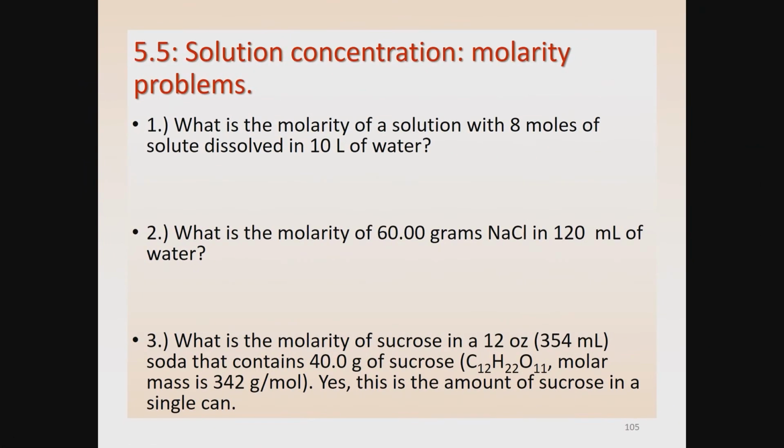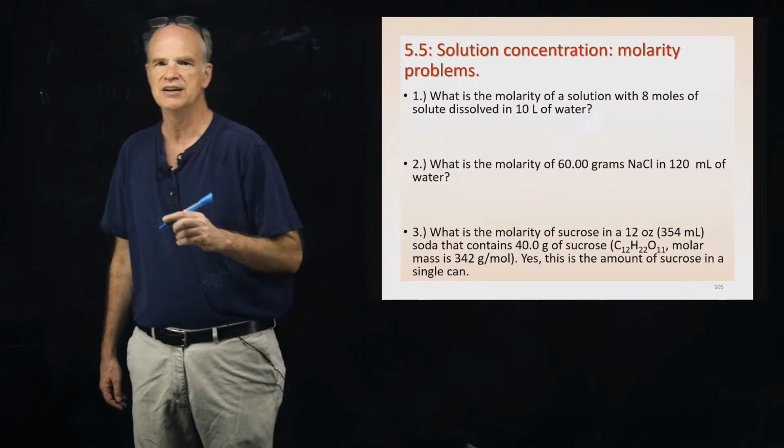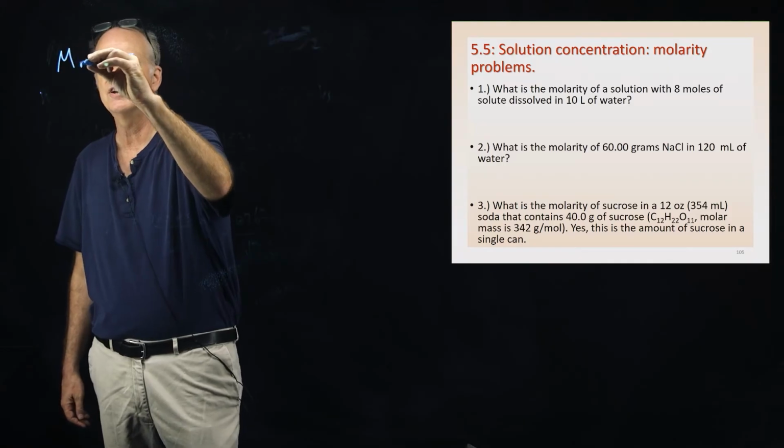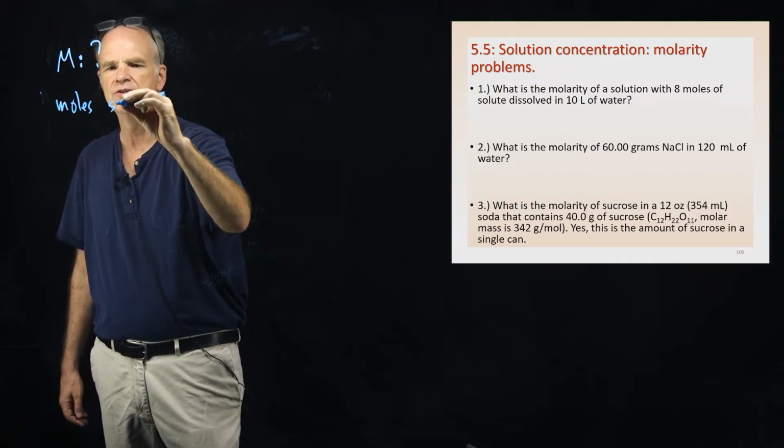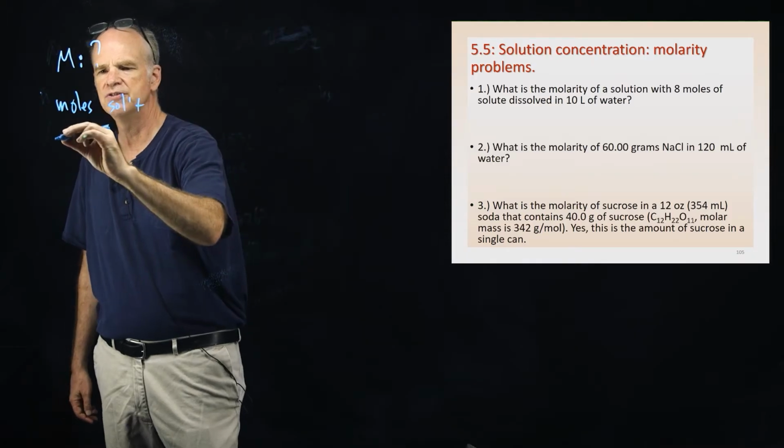Okay, the next problem is kind of fun. You're going to figure out the molar concentration of sugar in a Coca-Cola. Okay, so what is the molarity of sucrose in a 12-ounce soda, which has a volume of 354 milliliters, that contains 40 grams of sucrose. So let's figure out the molarity of that Coca-Cola. So we have molarity we're trying to figure out, and we have moles solute, and we have liters solution.